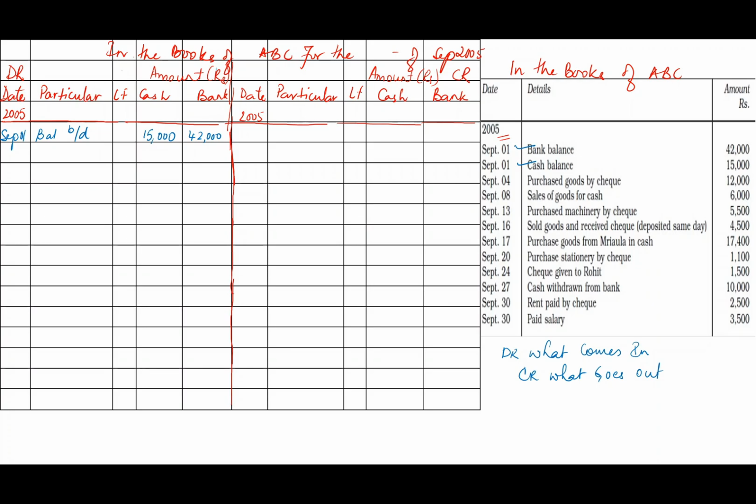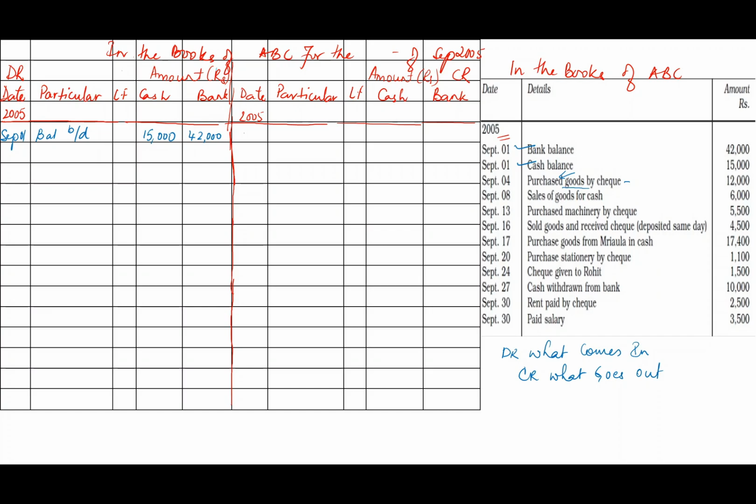So the second is purchase goods. ABC may be dealing with textiles, stationery, or electrical, automobiles, whatever. So those are his goods. So his purchase goods, we take it as normal because it's a recurring expense, is happening all the time. So purchase goods by check. Keep in mind, by check 12,000 rupees.